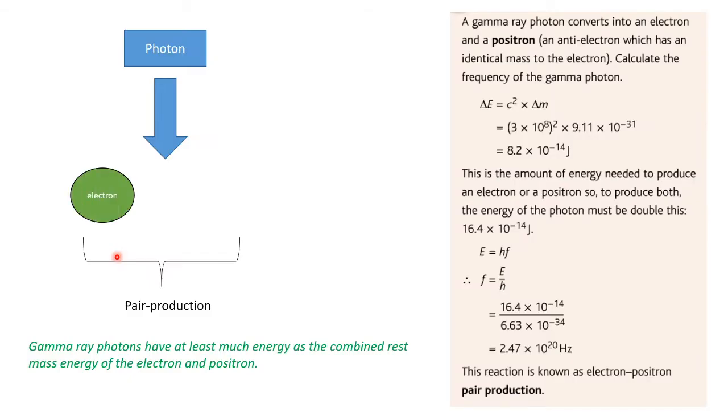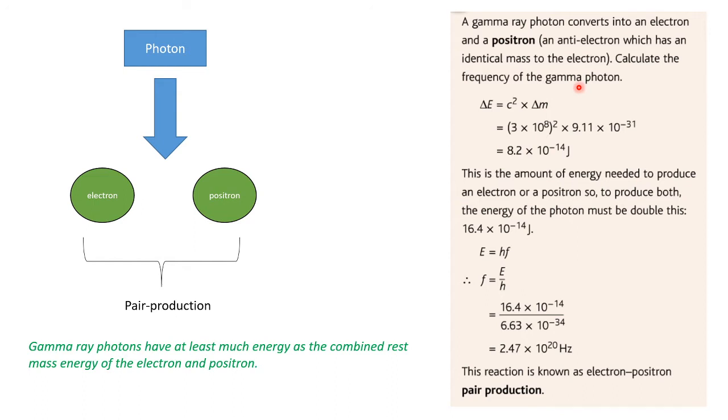So when an electron and positron are produced in this process, the gamma ray photons have at least as much energy as the combined rest mass energy of the electron and positron. The electron is the particle and the positron is the electron's antiparticle, right? Here is one example. A gamma ray photon converts into an electron and positron. The positron is an anti-electron, which has a mass identical to the electron.